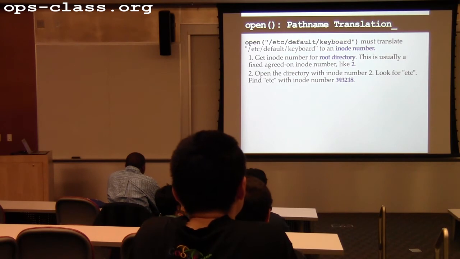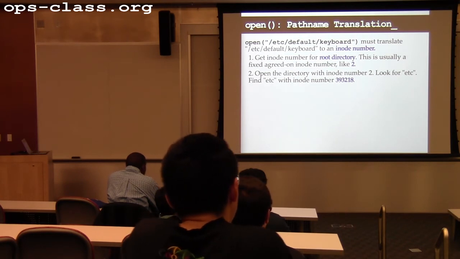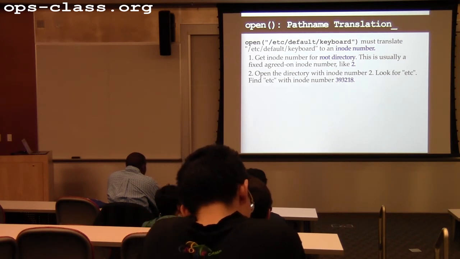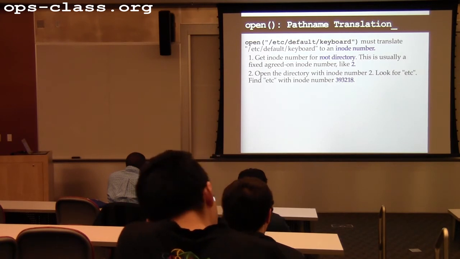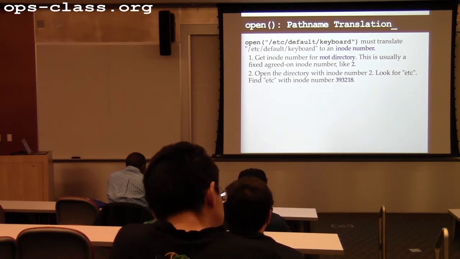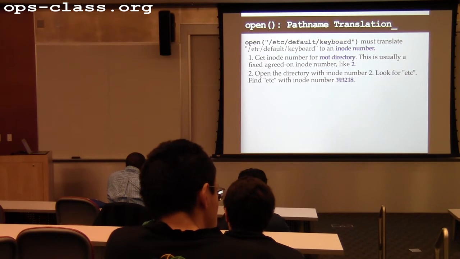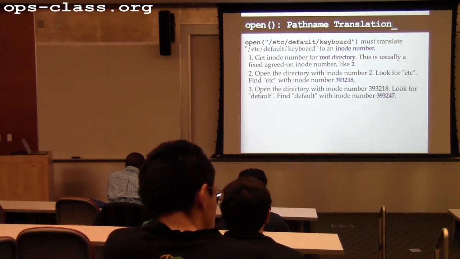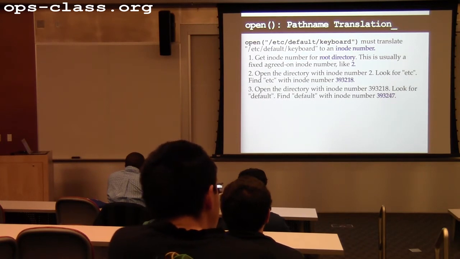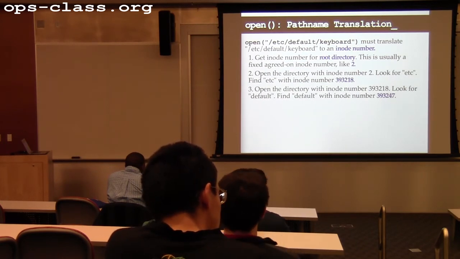Yeah, remember, the file system doesn't understand etc, right? You say etc is what? Okay. Give me a number, right? So you tell the file system, I'd like the contents of the file with inode number 393,218, and I look in there for default. So I find default, and let's say it's at inode number 393,247. What do I do now?